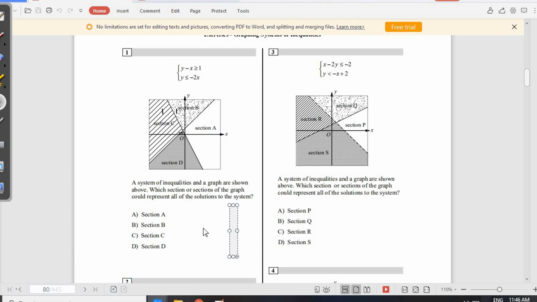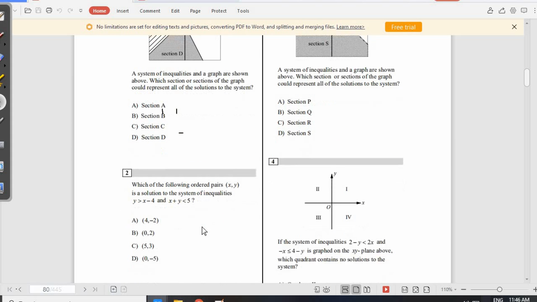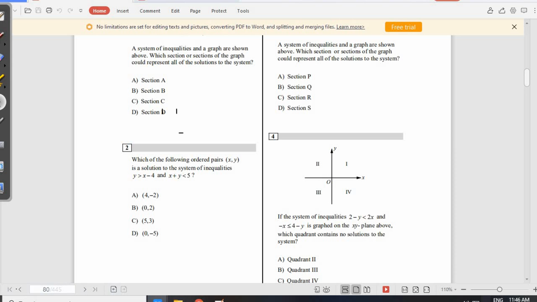Alright, let's move to the next one, question number 2. Which of the following ordered pairs (x, y) is a solution to the system of inequalities y is greater than x minus 4 and x plus y is less than 5? Since (x, y) is a solution to the system of inequalities, we can simply substitute in. If you put 4 in here, 4 minus 4, y is greater than 0.